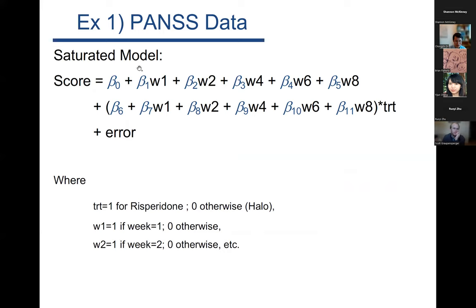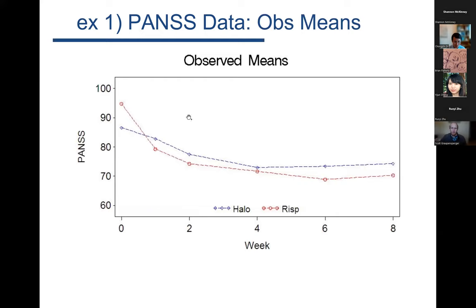One of the examples is the so-called saturated model. Because you have about, I think, 6 time points. So you have a baseline, you have week 1, 2, 4, 6, and 8, right? So you have 6 time points. If you really wanted to model this trend most flexibly, you would create some dummy variables. You would allow the slope to change at each time point, okay? So that's the most flexible model.